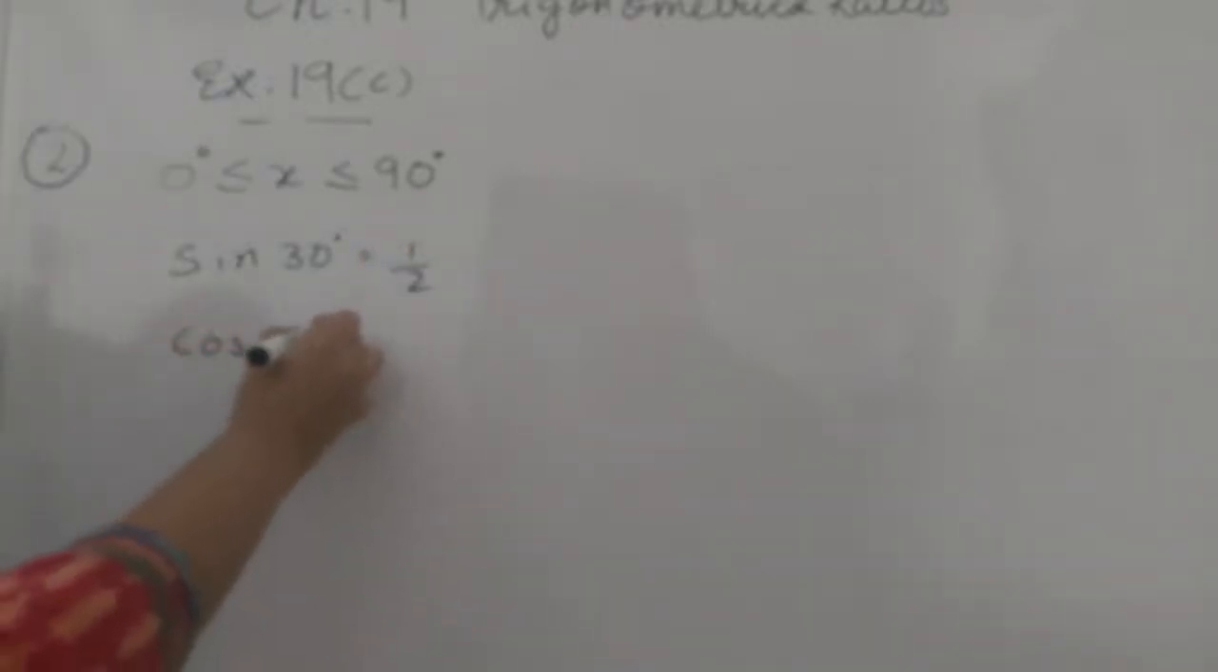Question number 2 now. If 0 is less than or equal to x is less than or equal to 90 degrees, state the numerical value of x for which sine x degree is equal to cos x degree. Here we all know that x is an acute angle. Why? Because it lies between 0 to 90. So 0 to 90, all the angles are acute angles. We know that sine 30 is 1 by 2, which is equal to cos 60 degree here.